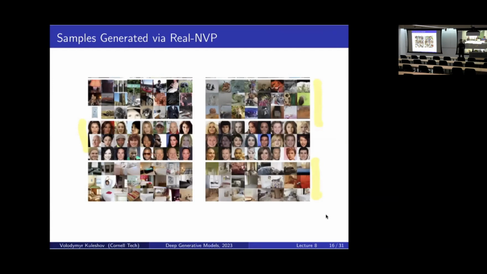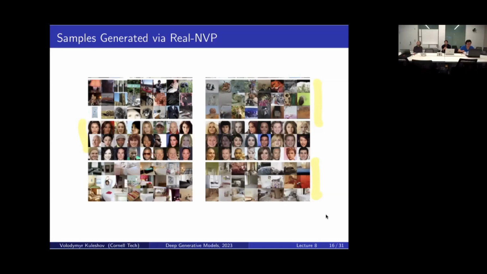And of course, there's been more work. There was a follow-up on the real NVP model called GLOW several years after, and GLOW can generate very, very high dimensional images with really good quality. It's also very expensive to run. It's very demanding in terms of compute, which is often the case for these flow models. But it's still based on the same architectural ideas as real NVP.